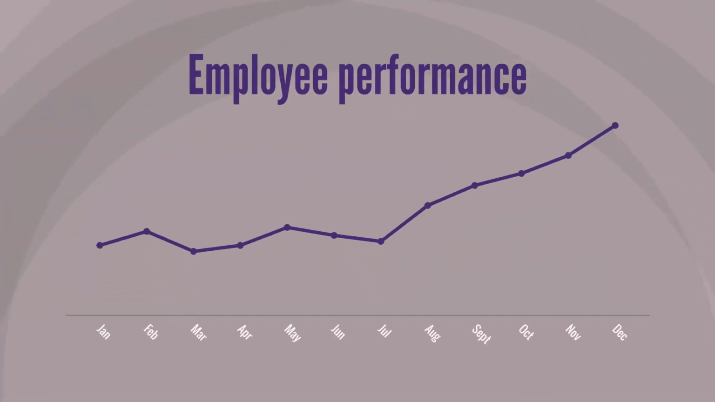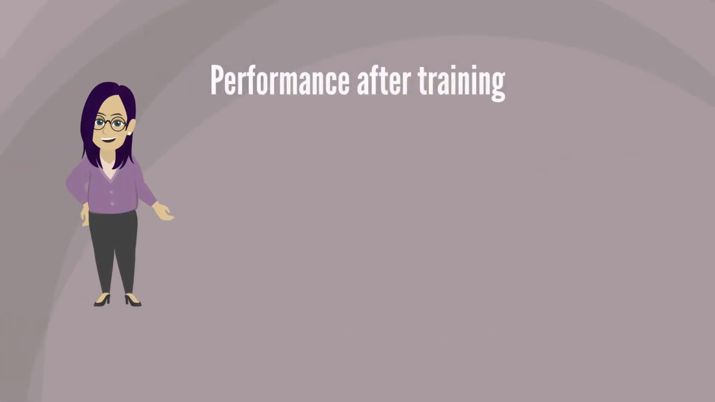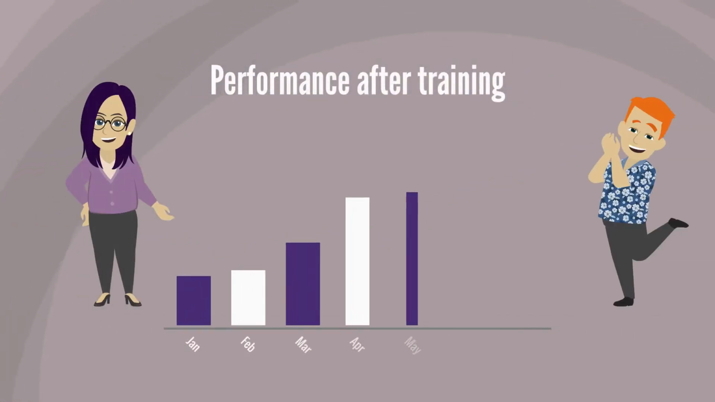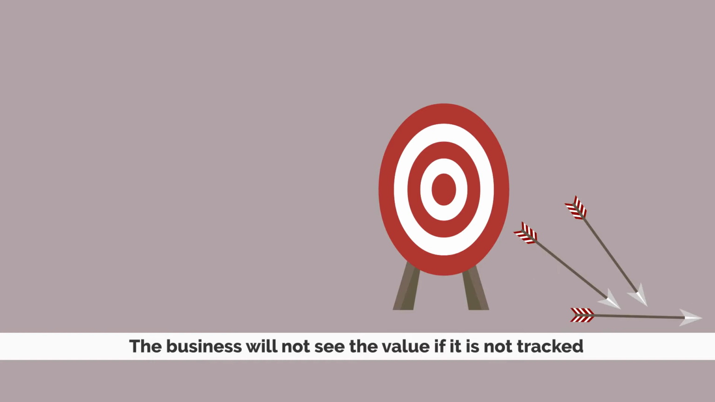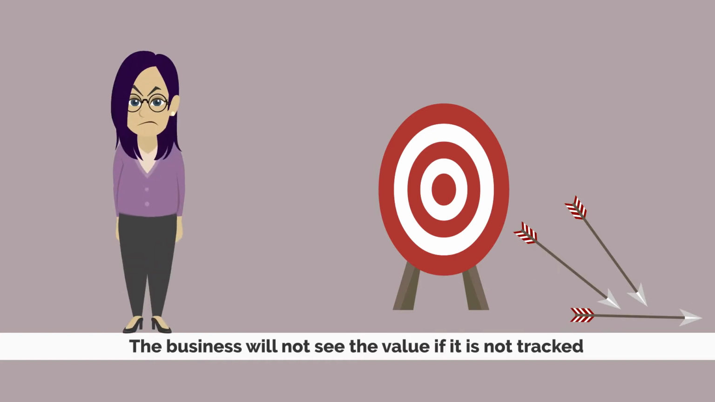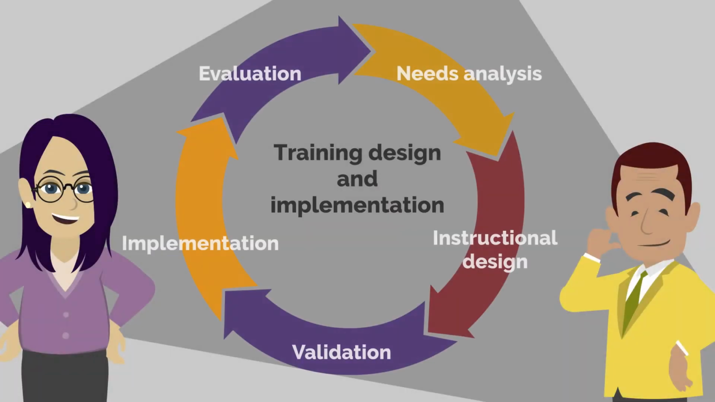Ultimately, what organisations want to see is a significant increase in employee performance. If this can be tracked and demonstrated post-training with a direct correlation, then training is going to be deemed as effective. If it's not tracked and it can't be correlated, then equally the business will question the value of the training delivered. In this brief video, we have shared the basic steps of designing and implementing a training course.